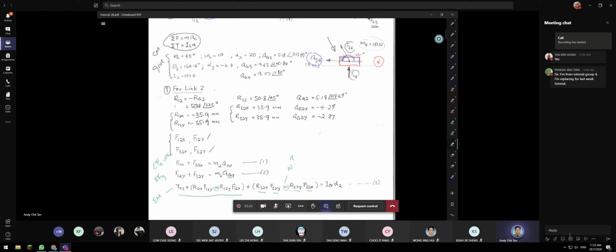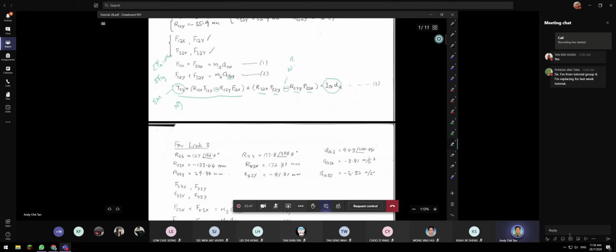Now, if there's a given value of torque, you got to insert. We assume positive going counterclockwise. If the given value is clockwise, then it has to be minus. Now eventually this equals I alpha. We know summation of M equals I alpha. And this is link number 2, so that's why we have alpha 2. All right, so we have these 3 equations.